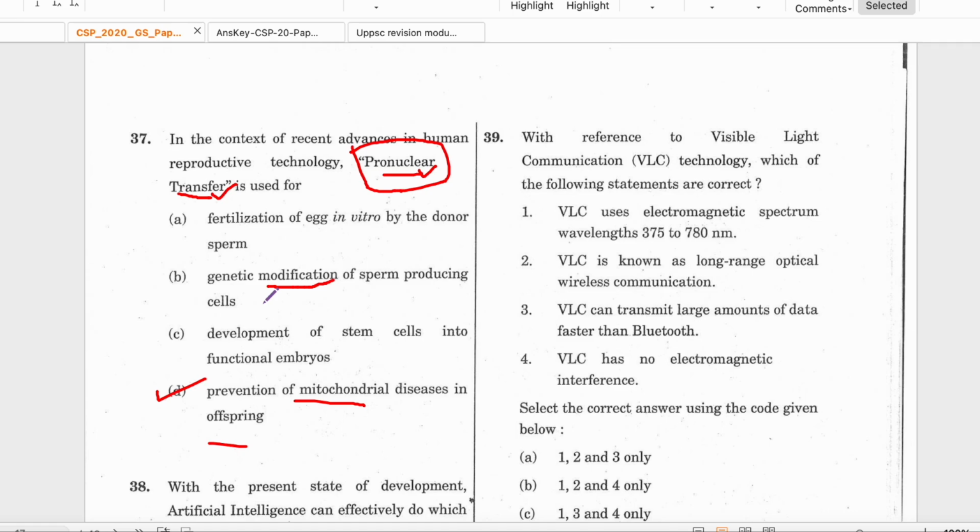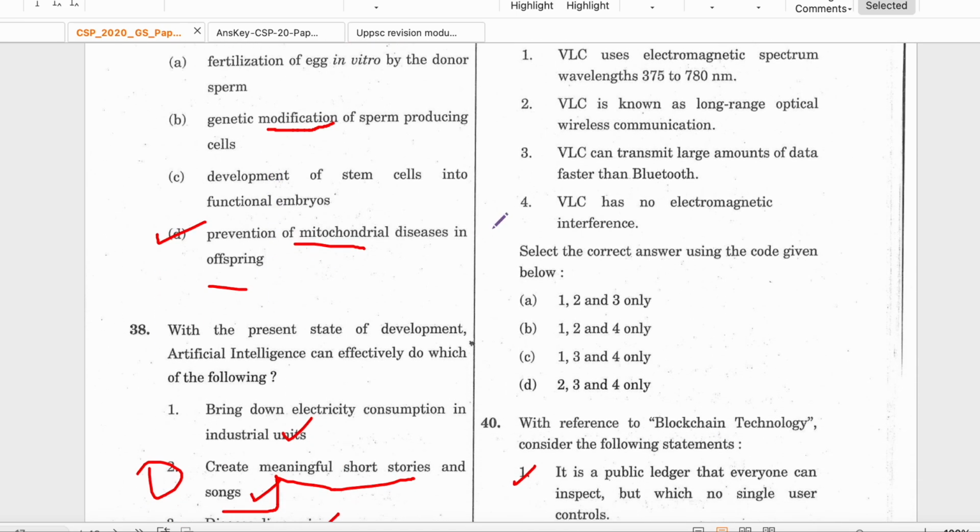you can use VLC. It has no electromagnetic interference, and that's why the speed is high, and it is much faster than Bluetooth. But it is not long range, it is short range, otherwise it could have been used at a large scale. So with the use of this you could have guessed it.